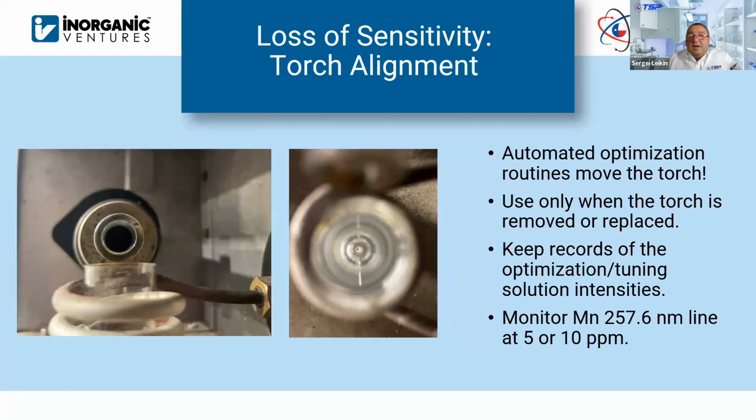The other practical advice I'd like to give you is to keep records of the intensities that you're getting from your optimization solution or tuning solution, which is typically manganese, and you monitor the manganese 257 line, both in radial and axial mode. On ICP-MS, it's a different tuning routine. It's more complicated and involves more parameters.